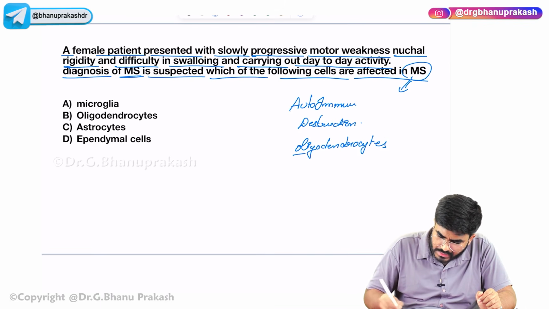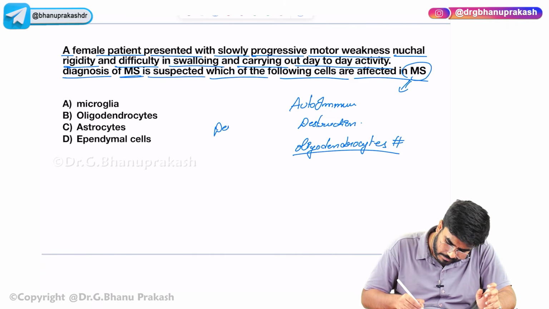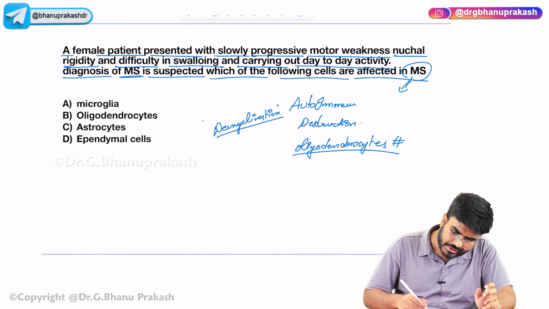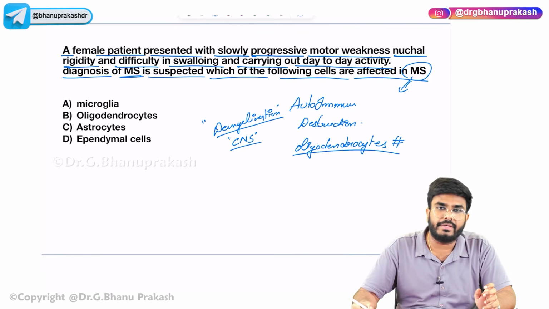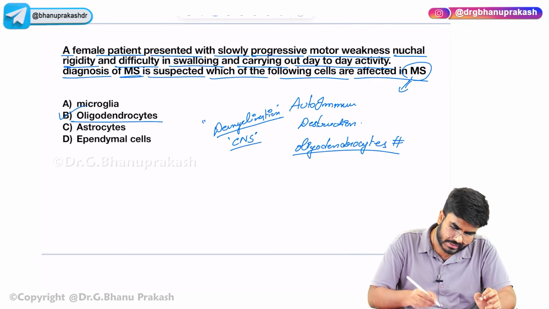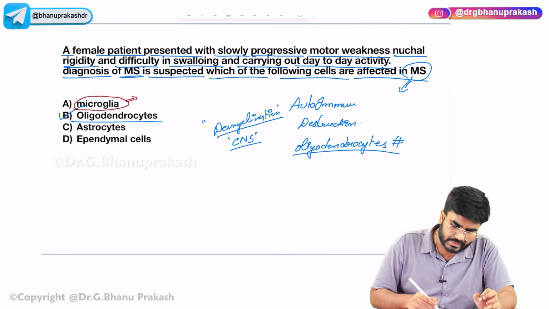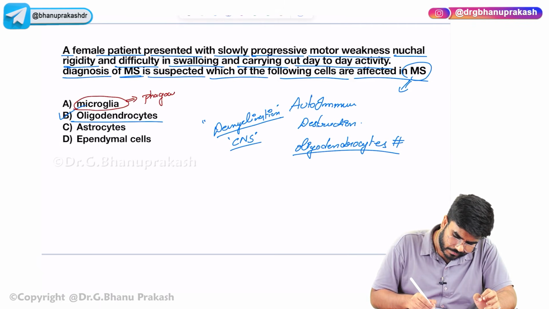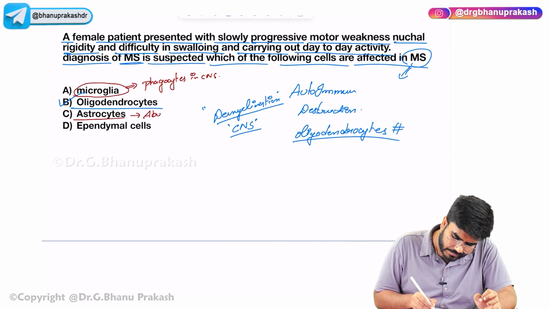So the oligodendrocytes are getting damaged. Because of the damage to the oligodendrocytes, what happens? There is demyelination, demyelination of the central nervous system. The neurons in the central nervous system are getting demyelinated. So which cells are affected? Oligodendrocytes. Now, some important points I want you to know here. The other options: microglial cells. What are the microglial cells? They are the phagocytes in the central nervous system. And astrocytes. Astrocytes are the abundant glial cells.